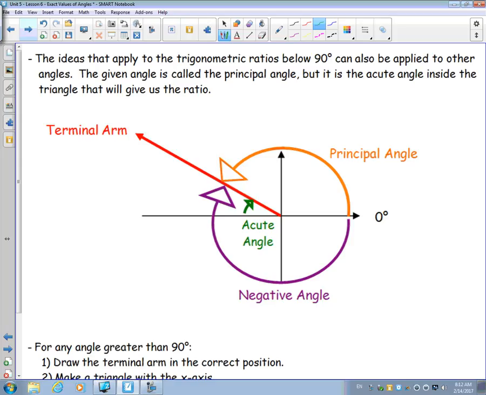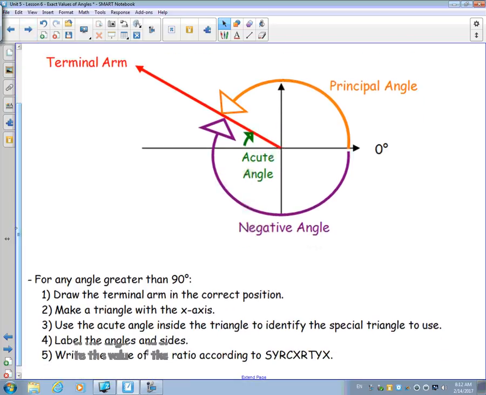Okay, so these ideas can be extended past 90. All the 4 examples we just did are angles less than 90. If we go past 90, we have to apply the same ideas, but there are some small changes we have to worry about. When we go past 90, the angle that we're measuring always starts at 0 and rotates around. We call that the principal angle. But like yesterday, I actually need to use the angle inside the triangle, the related acute angle, to make my triangle. So if I knew this was 120, well then this has to be 60, because they always add up to 180 degrees. It's a straight line.